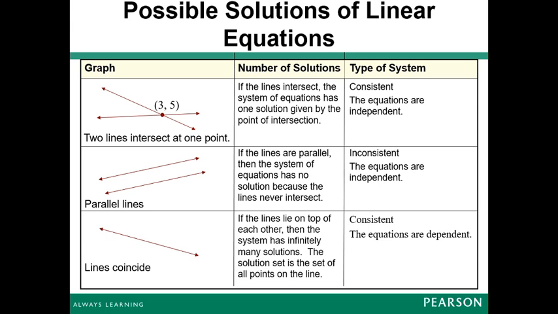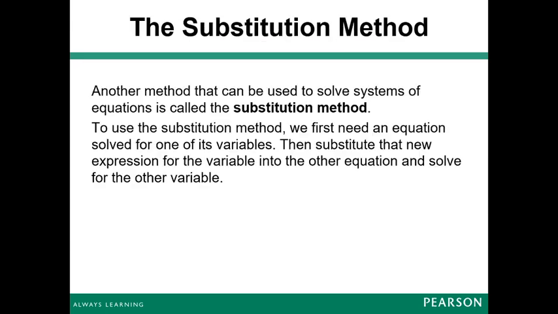Okay, now what happens if the lines coincide? Okay, if the lines coincide, if the lines lie on top of each other, then the system has infinitely many solutions. Okay, because it's one on the other one. The solution set is every point of the line. Okay, so in this case, the system is consistent and the equations are dependent. Okay, remember that we are using and we are studying the substitution method.